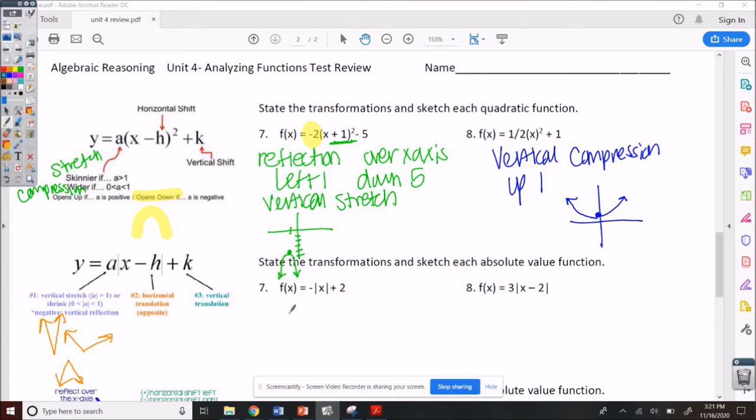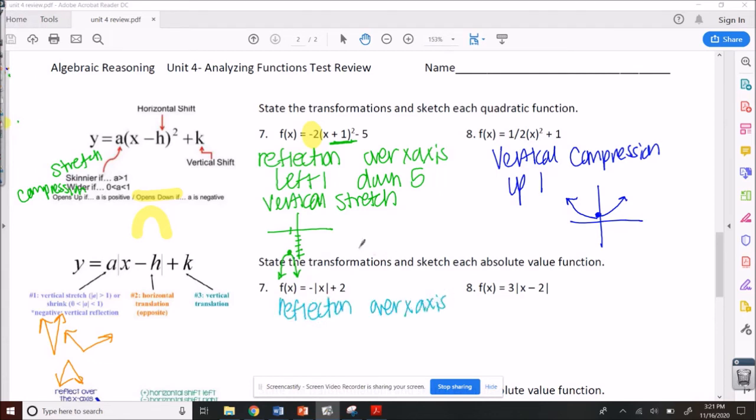So we see that we have a reflection because of the negative. And then we have the +2, which is up 2 units. So this is that V shape. And I'm up 2 units and I'm reflecting. And because I don't have a stretch or a shrink, the slope of those lines should be +1 and -1. You know, if you're just trying to get it to look pretty accurate.